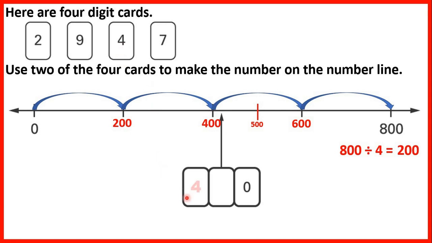So we need to use 4 as our hundreds digit, and then because it's closer to 400 than it is to 500, we can't use 7 or 9. We need to use the 2 in our tens place to make 420.